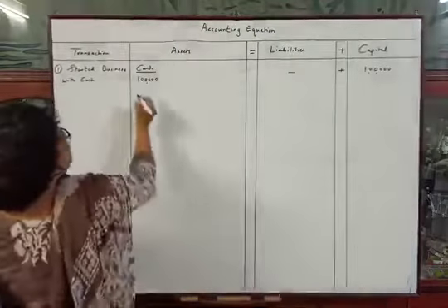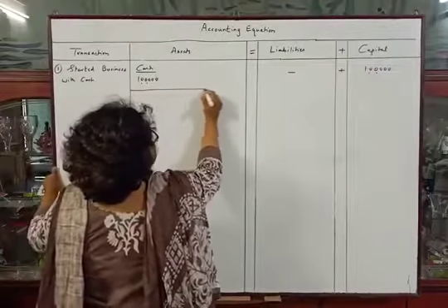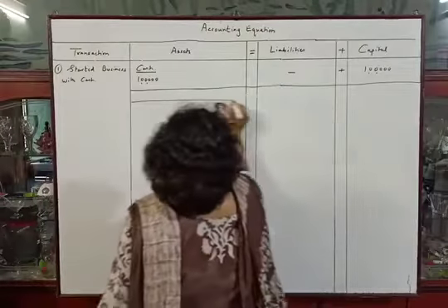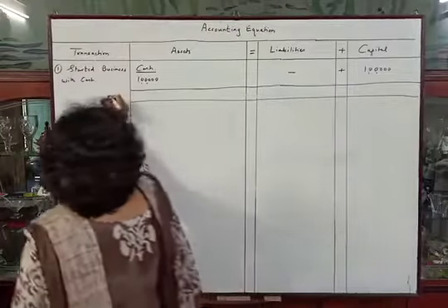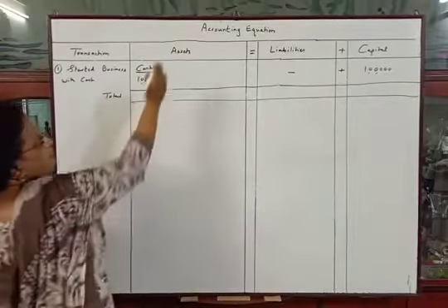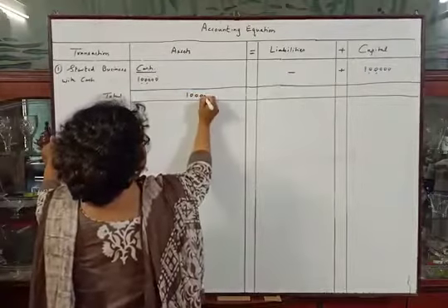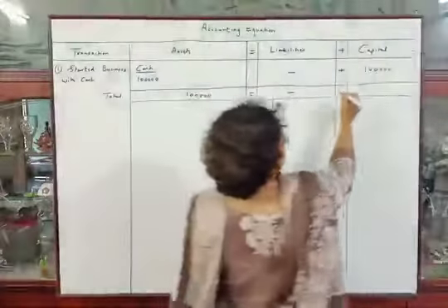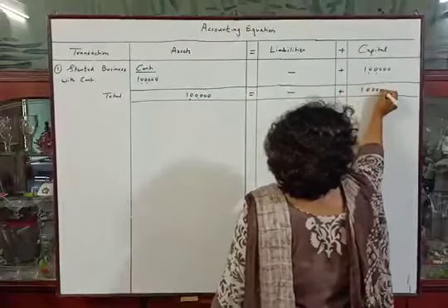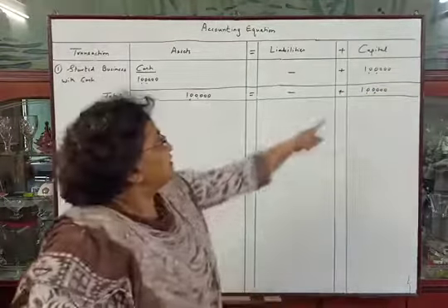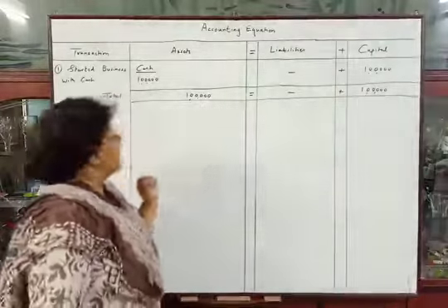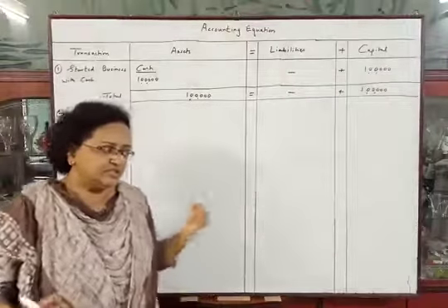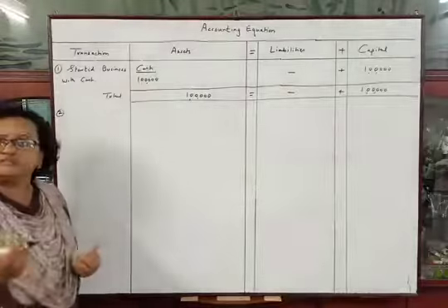Okay. Now let's tally and make the total of this. Total of assets is 1 lakh is equal to liabilities are nothing, means 0 plus 1 lakh. So the equation tallied, 1 lakh is equal to rupees 1 lakh. Now the second transaction. The second transaction is purchase furniture from Messrs Lalit Traders rupees 20,000.